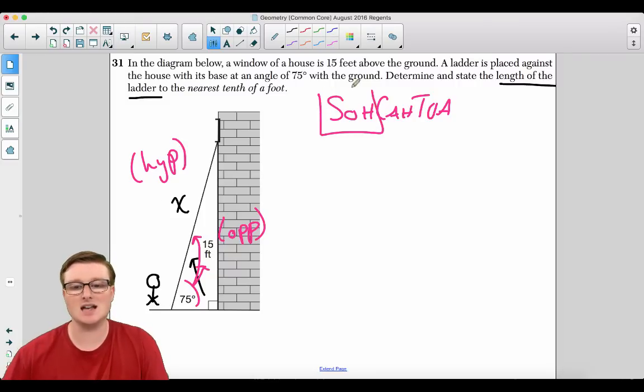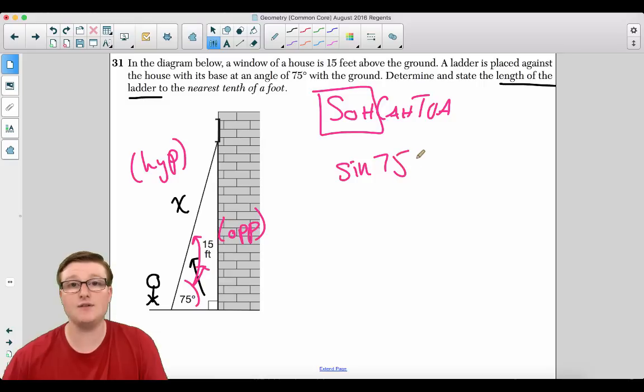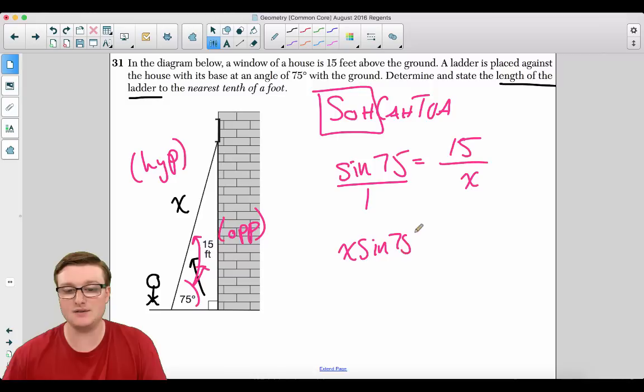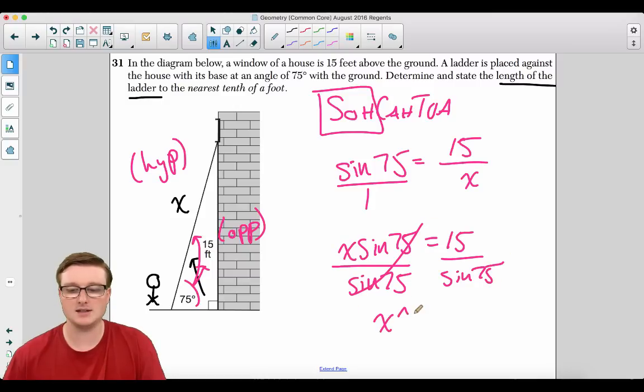So we are using sine because it has an O and an H in it. So the sine of 75 degrees is equal to the opposite, which is 15, over the hypotenuse, which is x. Put that over 1 and cross multiply. So we get x sine of 75 is equal to 15. Now we're going to divide by sine of 75 on both sides. And we get x is approximately equal to whatever that number is.